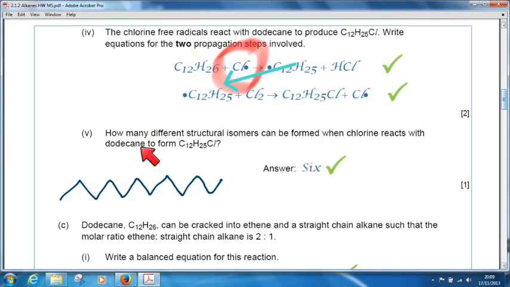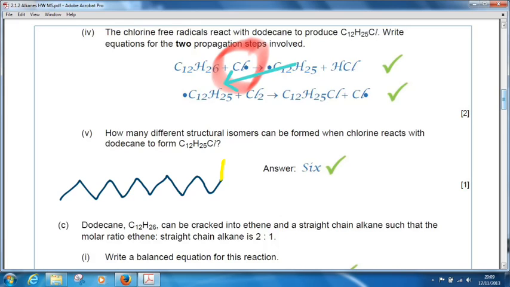Part 5 of this question was the one where students had the most problems. Not many people actually managed to figure out the answer was 6. I'll try to explain why. I've drawn the dodecane skeletal formula over here, and if we start putting, for example, a chlorine onto position 1, that could be one of the isomers.